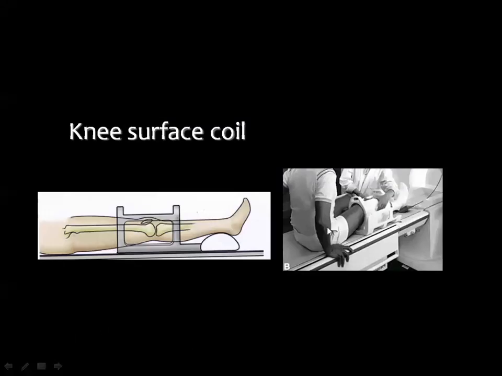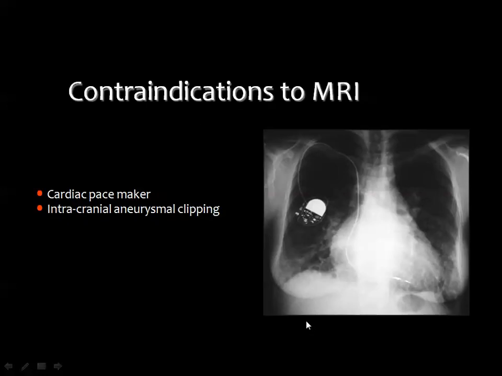And this is an example of a coil which is used for evaluation of the knee. You should know that there are absolute contraindications to MRI, and these include patients with cardiac pacemakers, and this metallic pacemaker will be disturbed if the patient is inside the MR room.